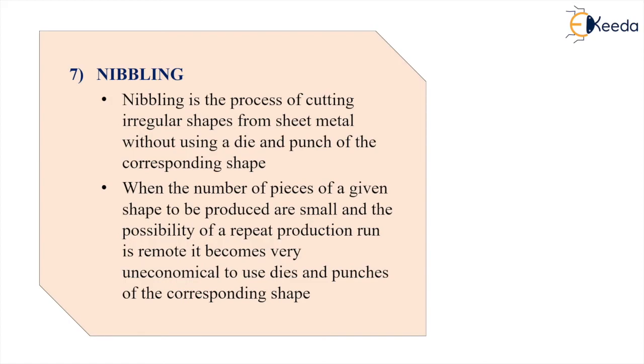So nibbling is the process of cutting irregular shapes from sheet metal without using a die and punch of the corresponding shape. As I told you, no exact punch or die combination is used. We are having small punches, and by using those small punches, we are creating the big hole of required shape and size. So when the number of pieces of a given shape to be produced is small and the possibility of repeat production run is remote, it becomes very uneconomical to use dies and punches of corresponding shapes.